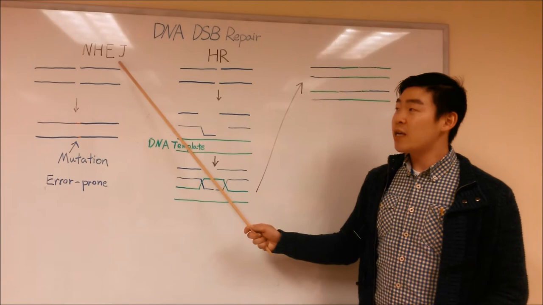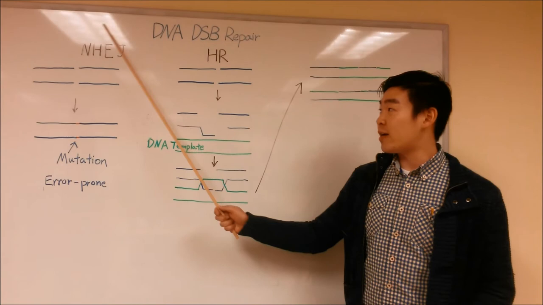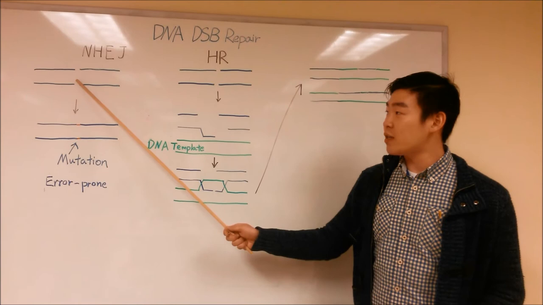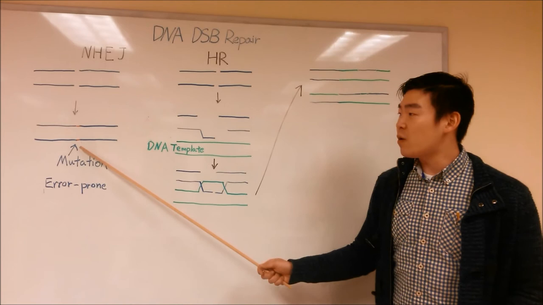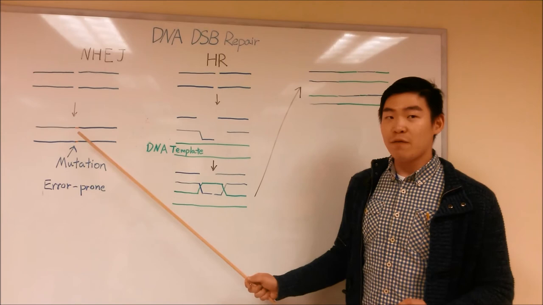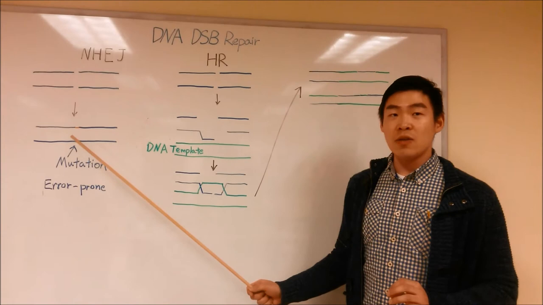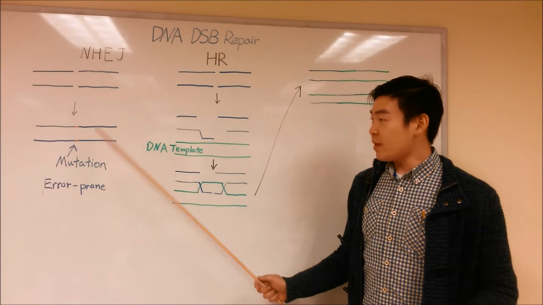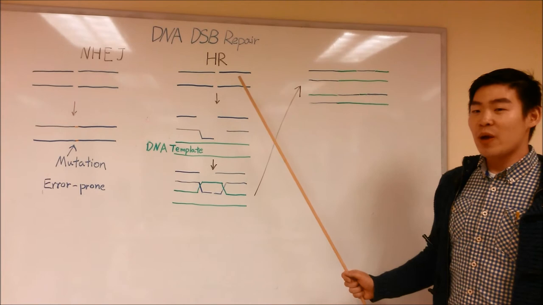Now let's take a look at the first one. In the first pathway, after you have a double-stranded break, the DNA tends to repair itself without the need of a template. However, this pathway is error-prone. What it means is, after the DNA fixes itself, it's very common to see mutations occur. Could be either deletions or insertions. Anyway, it's not ideal.